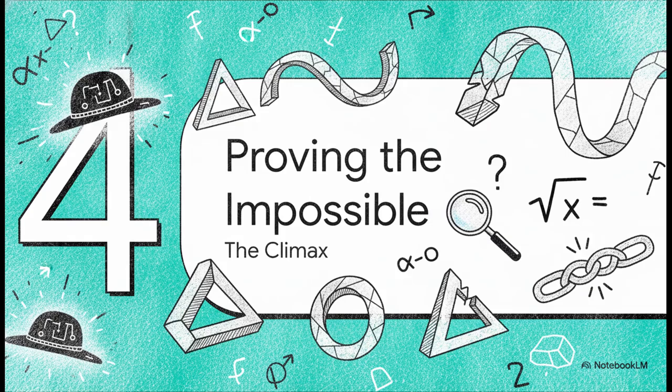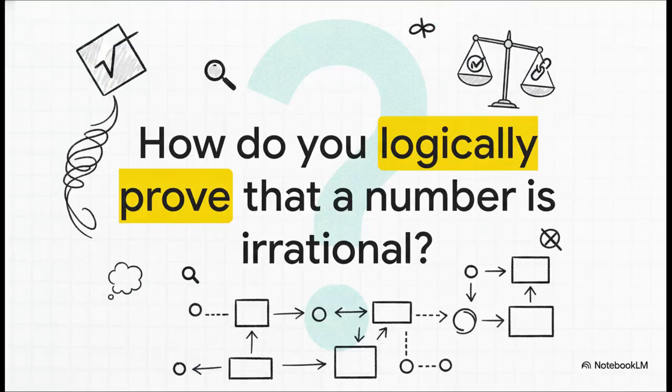Section 4. Proving the impossible. The climax. All right, make sure your exam hacking hats are firmly strapped on because we have reached the climax of Chapter 1. Here is the million-dollar question. How do you logically prove that a number like the square root of 2 is irrational?